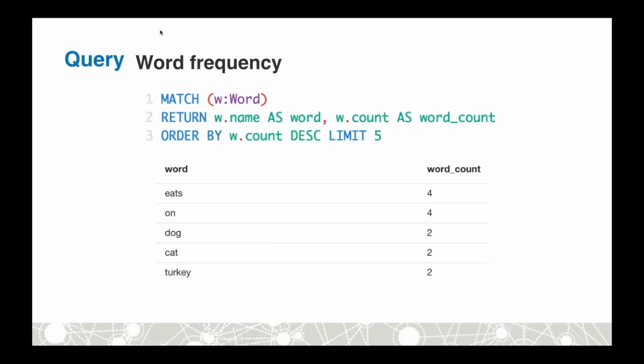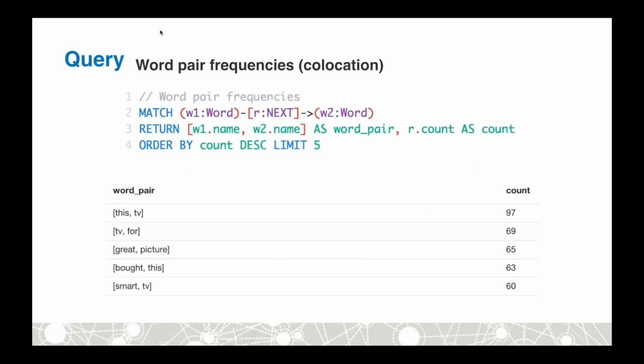And this will allow us to do things like query for the most common word. So what are the most common words in our corpus? With these two sentences, it's eats. We can also do things that are a bit more interesting, like look at word pair frequencies or co-locations, words that are co-located together. So this example is from a product review corpus. What are the most common word pairs that are appearing? So we have this TV, TV4, great picture. So this is from an example that we'll see later in a minute here.